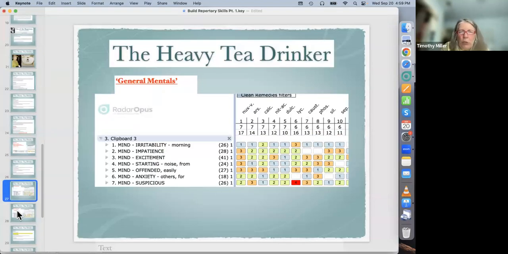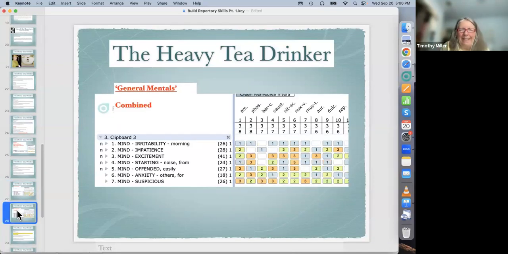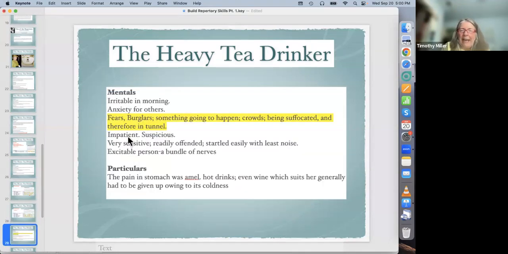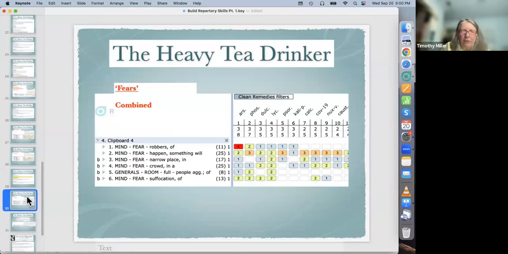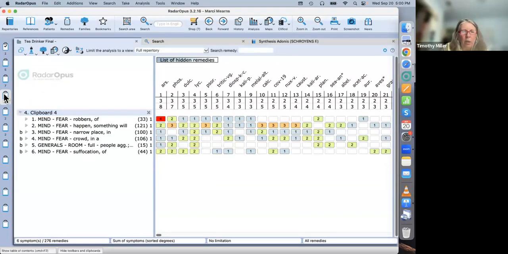And what are we going to do? Those I call the general mentals in this instance. And then I combine them, as we saw. And now what we've got are the fears. So let's take a look at the fears. Again, this is something that you can all do. And I took the fears that look like they're on clipboard 4, and I also did some combining. So let's just take a look at that and see if there's any takeaway on clipboard 4.